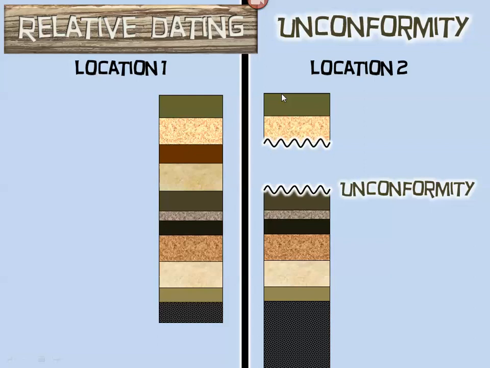The break, the unconformity, is where there maybe used to be layers and they were eroded away, or in this case, they were simply never even deposited there in the first place at all. So there's an unconformity, and there's a way you can sort of match up two different locations. Even though this one's missing some layers, you can match up the ones that do match, and then it's a matter of trying to figure out what happened to those two layers. Did they get eroded away, or were they just never deposited there in the first place?